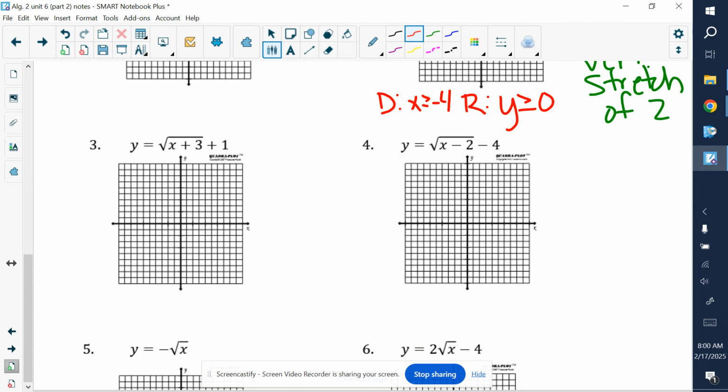Okay, I would like you to pause and do the next 2 graphs on your own. If you think you can do the last 2 graphs on your own, go for that also, but you can resume after you've graphed 3 and 4 and done the domain and range.